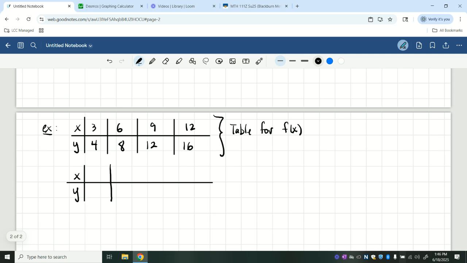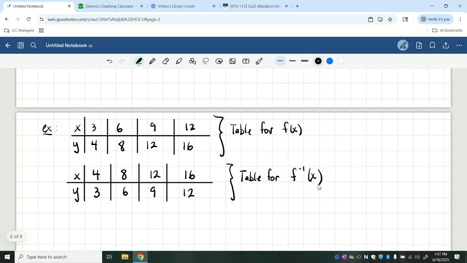Alright, so if we got anything out of this lesson, f and f inverse switch roles. So the range of the regular function 4, 8, 12, and 16 becomes the domain of the inverse. So 4, 8, 12, 16 become my x's, and then the x's of the f function become the y's of the inverse. So 3, 6, 9, 12 would be the y's of the inverse. So there's your table for f inverse of x.